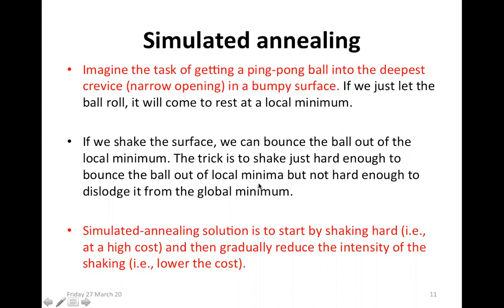It's plural, because I just gave you one or two examples of local minima. So we don't have to shake hard enough to dislodge it, to dislocate it from the global minima. We don't want to shake it so hard that it will go out of the state space and we will not be able to reach the global minima. We don't want that situation. So this is the second point, which is saying something about that ping pong ball scenario.